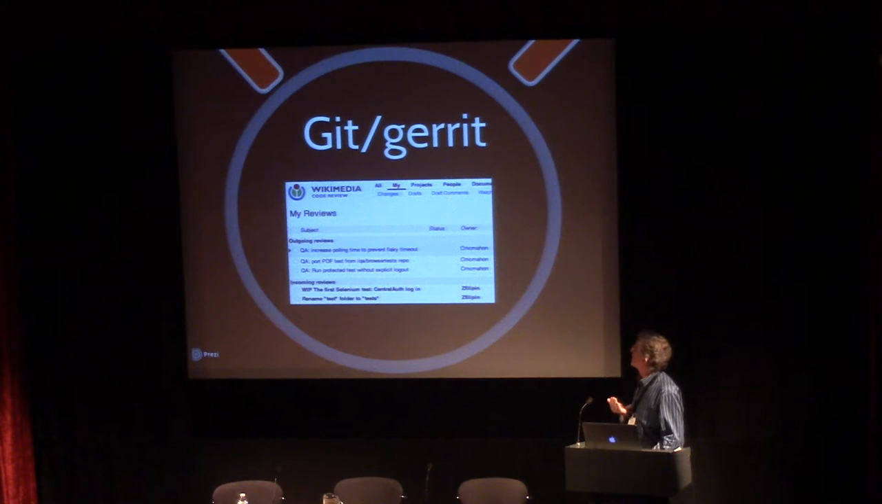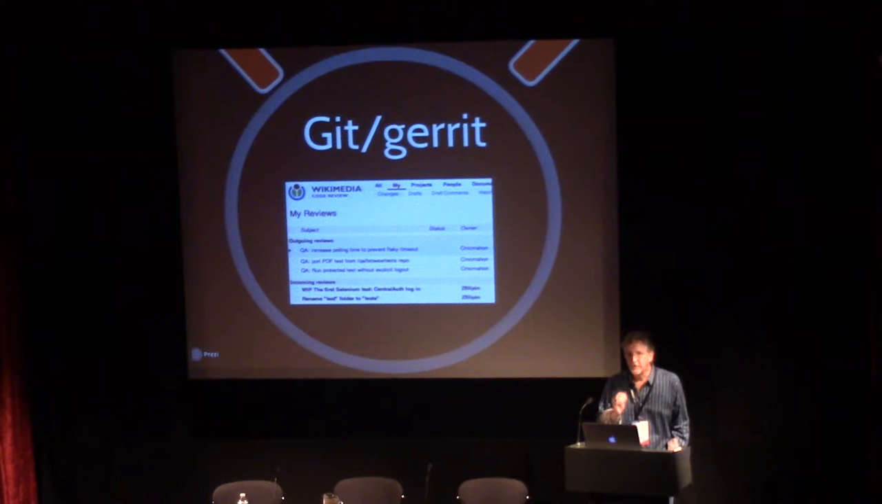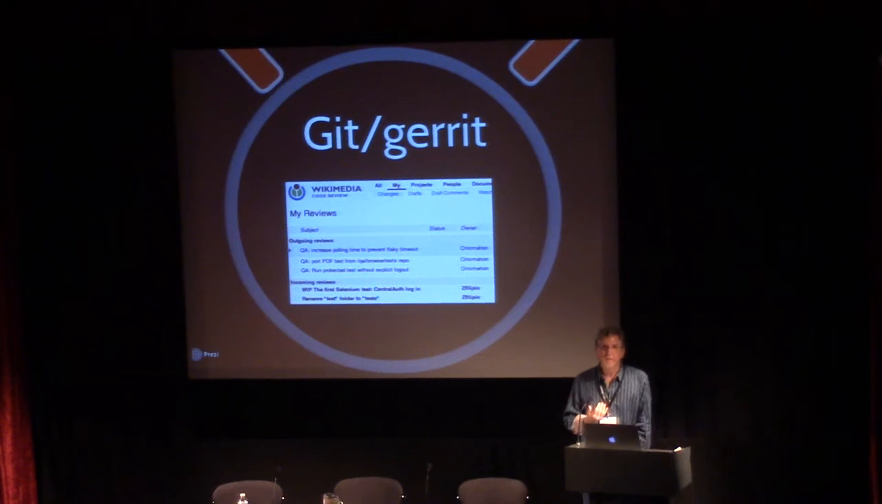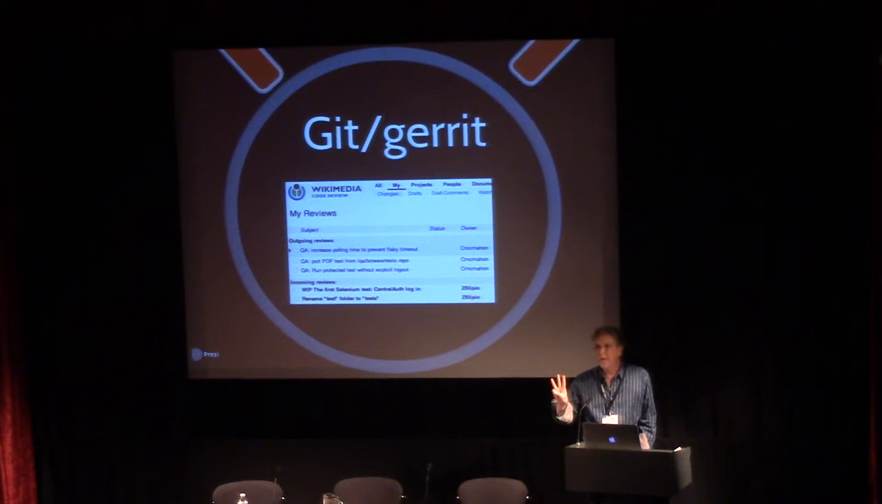Git is our repository, Gerrit is our code review tool. And one thing that's always pleased me when I arrived: I found code review has been part of the Wikipedia culture since the very beginning. And I think you can make a case that Wikipedia would never have been successful without the diligent code review from the very beginning.